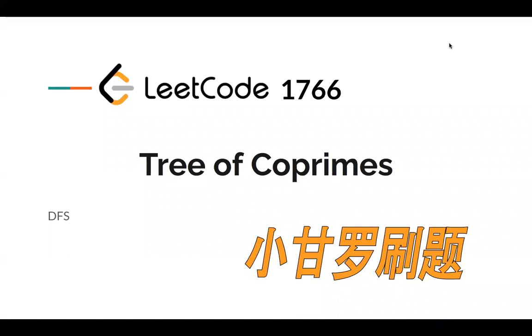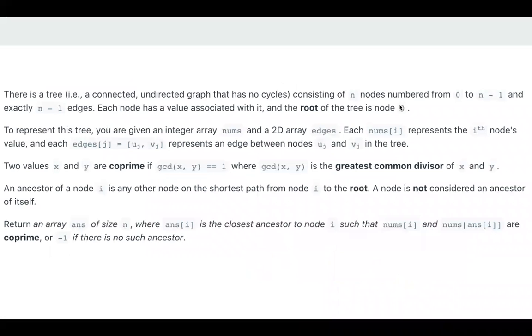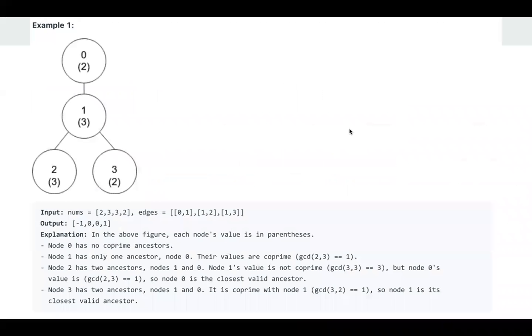Hello everyone, let's solve Tree of Coprimes today. It's a very typical DFS problem. So let's try to take a look at some examples. For this example, for each node, it asks us to find the closest ancestor whose value is coprime with the current node.